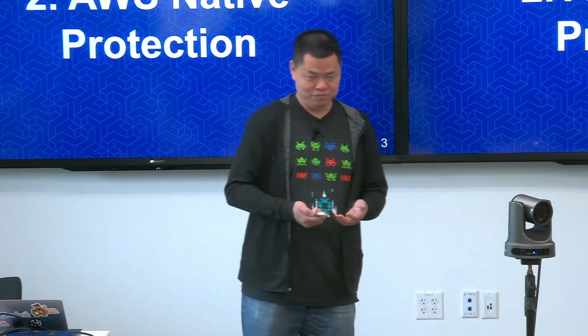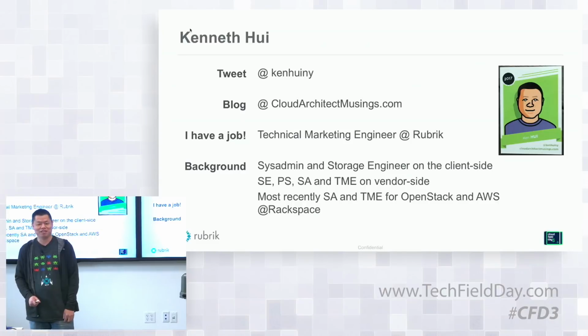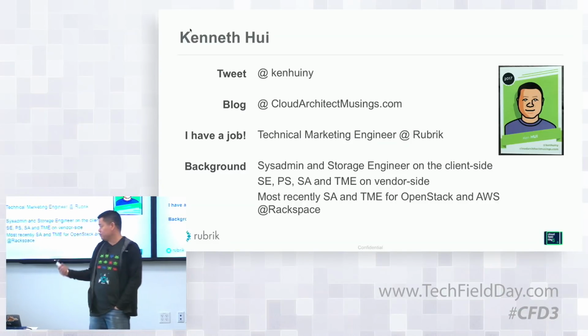My name is Ken. I'll be talking about Rubrik and AWS and Cloud Native Protection Solution. So I am a multiple-time Cloud Tech Field Day watcher, first-time presenter. That's the proper response. So a little bit about myself.